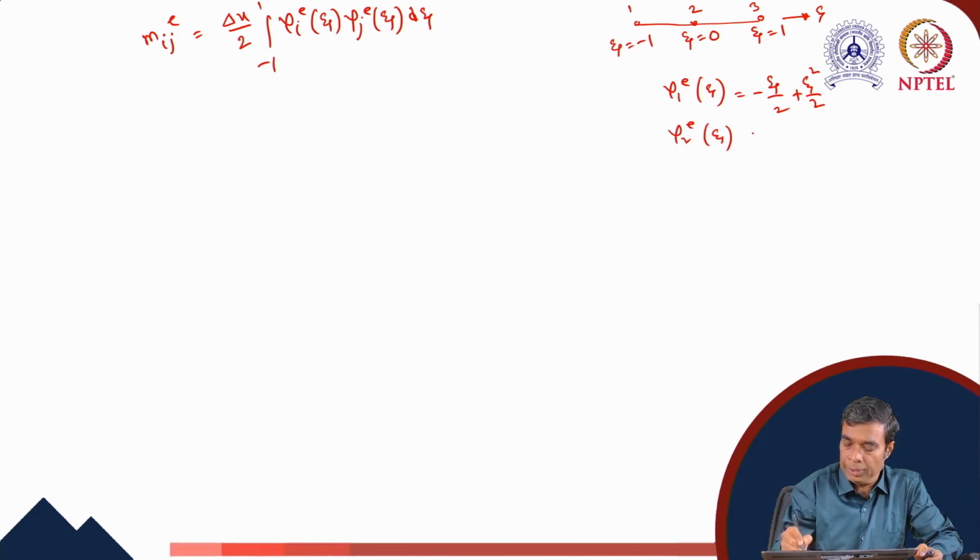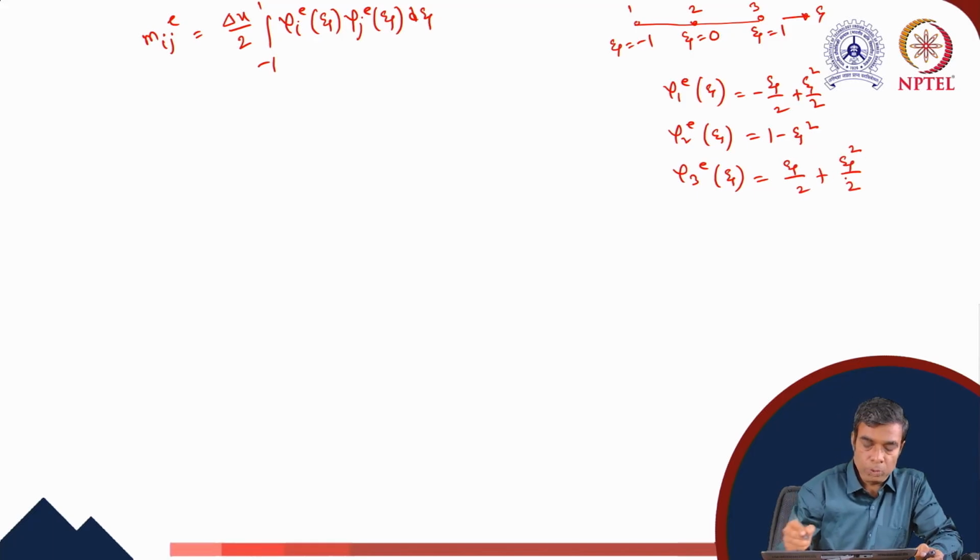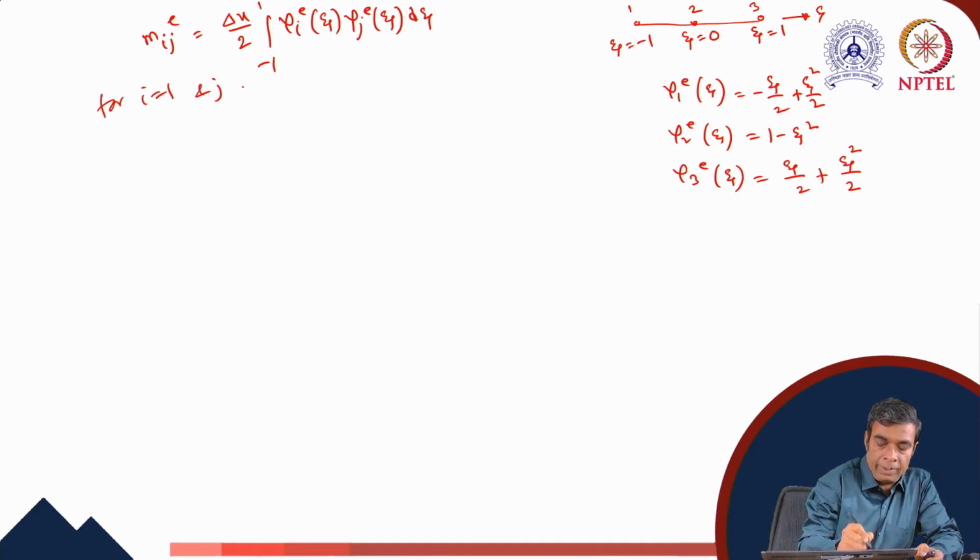Psi 2 is ξ equals 1 minus ξ square, and psi 3 is ξ equals ξ by 2 plus ξ square by 2. For i equals 1 and j equals 1, we get M11^e equals Δx by 2 integration from minus 1 to 1 of psi 1(ξ) into psi 1(ξ), so this is psi 1(ξ) whole square dξ.